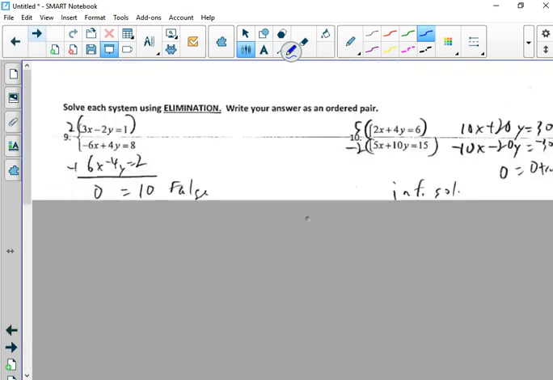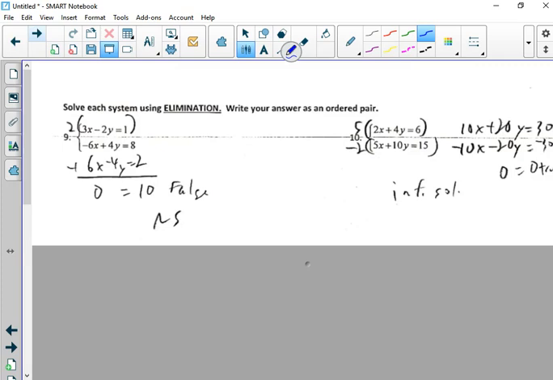It says use elimination. Well, the easiest thing to do is just to turn this into a positive 6 to cancel with this negative 6. So I did that. 2 times 3 is 6, 2 times negative 2 is negative 4, and 2 times 1 is 2. The x's cancel, but the y's cancel also. So I get 0 equals 10, which is a false statement. No solution.